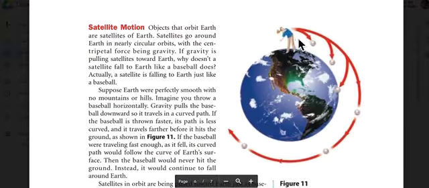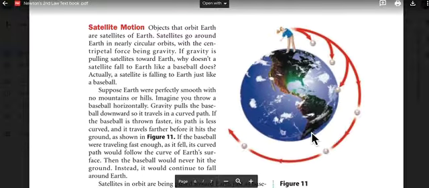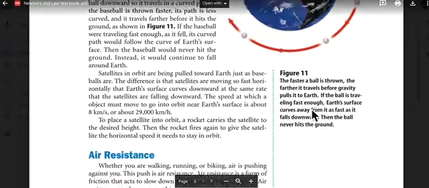Circular motion, centripetal force. If you could throw a ball fast enough, it could go all the way around the Earth. So satellites in orbit, they're not really weightless. It's more that they are in free fall. They are always falling around the Earth when they're in orbit.